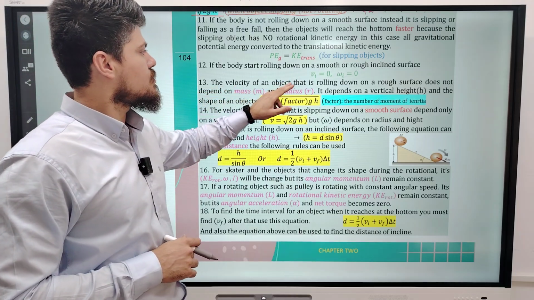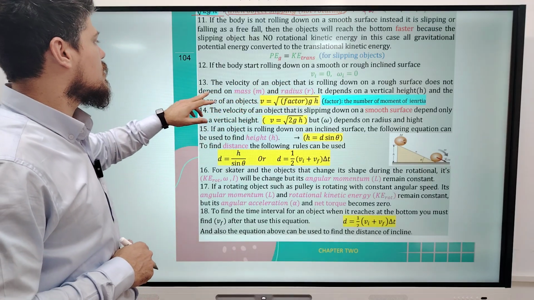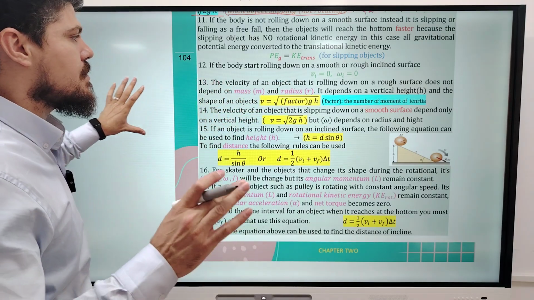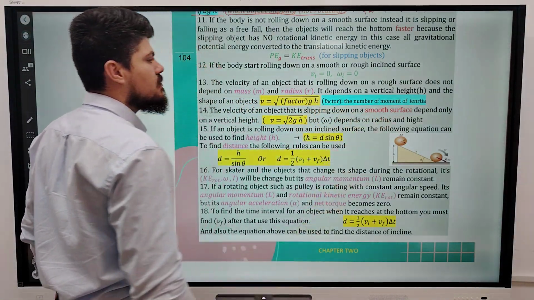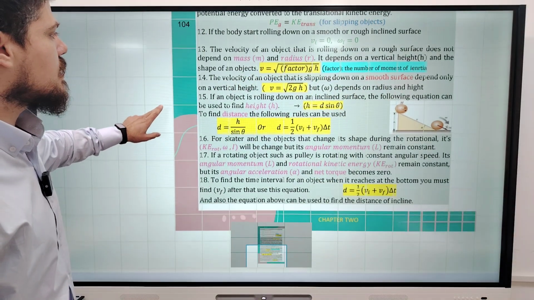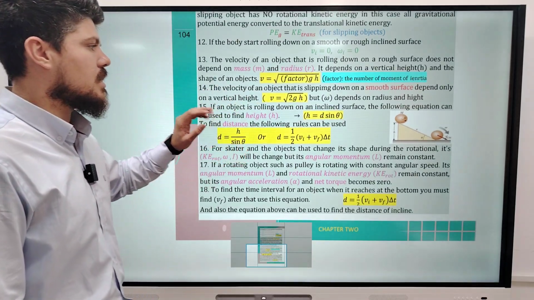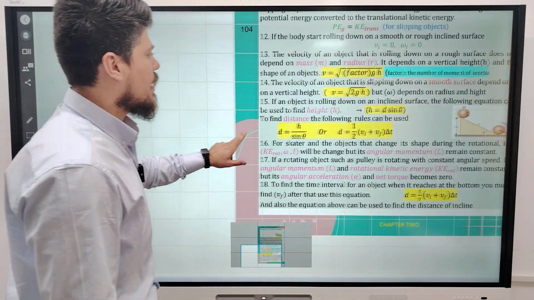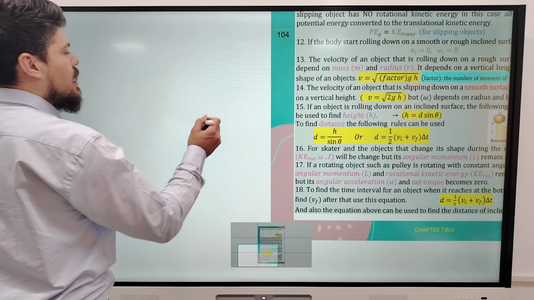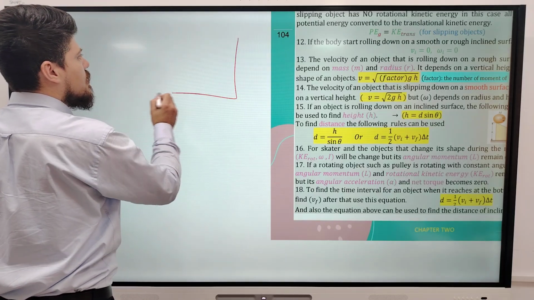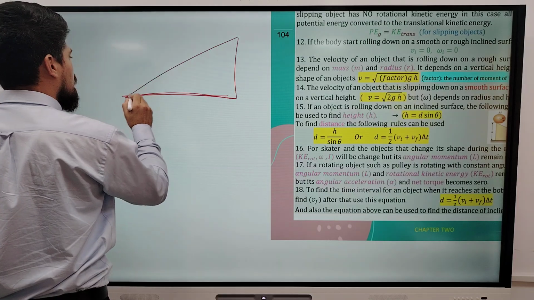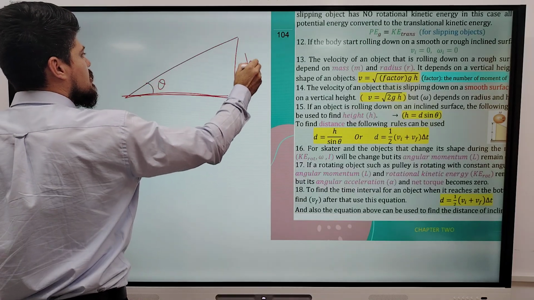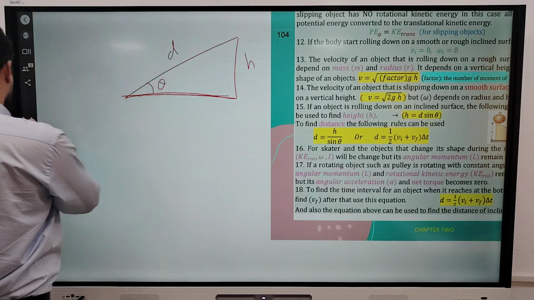Okay? The velocity of an object rolling down a rough surface does not depend on mass and radius, as I mentioned. Its velocity is equal to a factor times gh. This factor depends on the moment of inertia. Okay? But for the smooth surface, velocity is equal to √(2gh). Okay? In the question, sometimes when the height is not given, okay, this is the inclined surface, this is the angle, this is the height, and this is d.